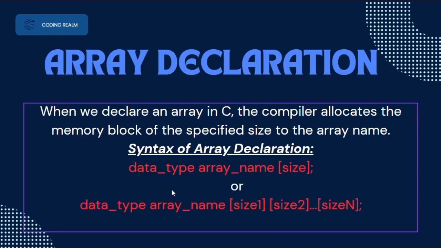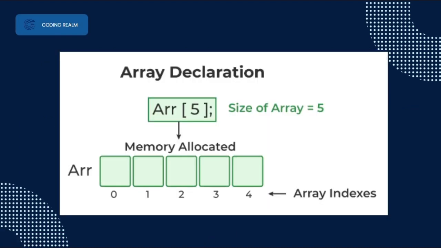The second way to declare the array, when we have the array in multi-dimension, is to put size 1, size 2, and size 3 up to size n. N is the number of the dimensions. This is how to declare the array in C programming language. We need to see this in an example.